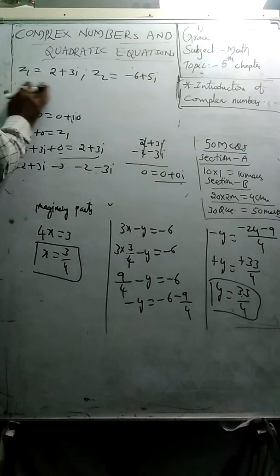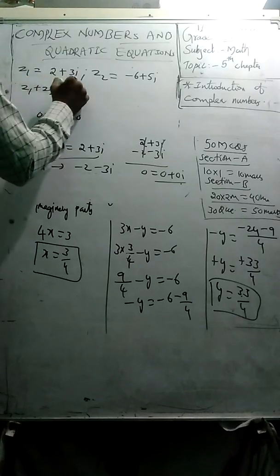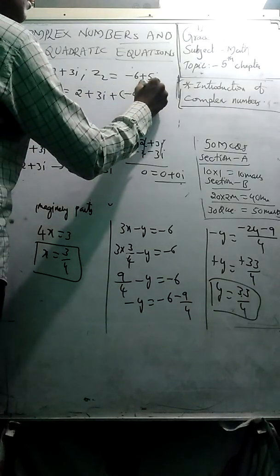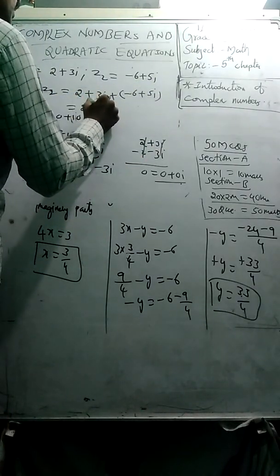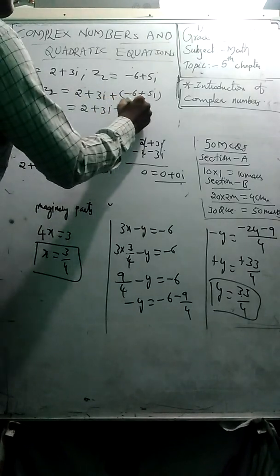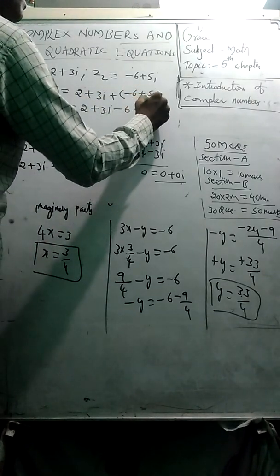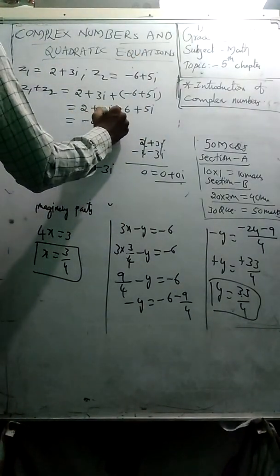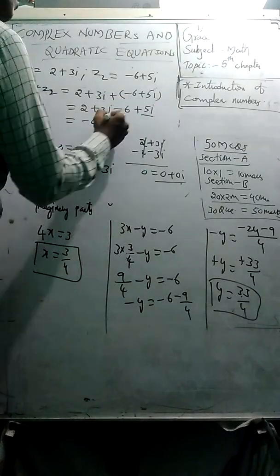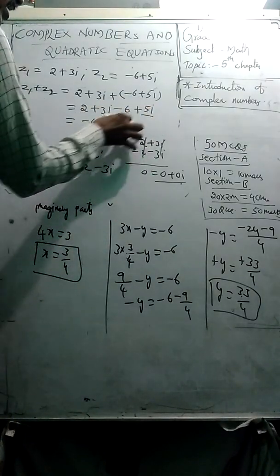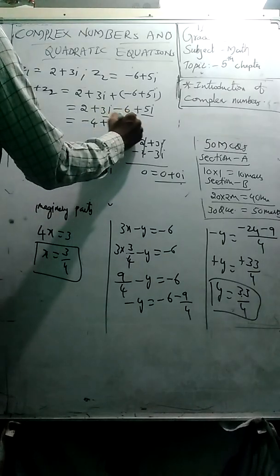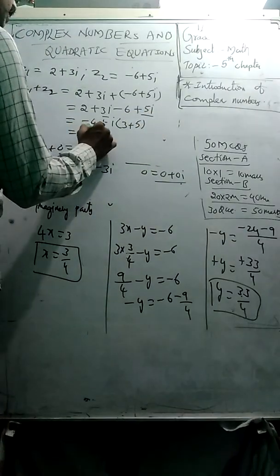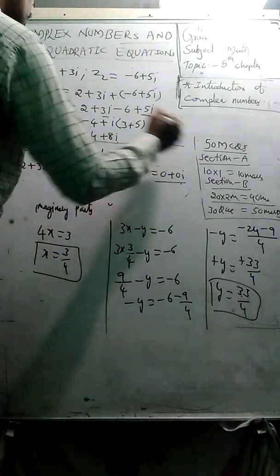Let us find the sum of these two. If we add 2 plus 3i plus minus 6 plus 5i, that is 2 plus 3i minus 6. When we multiply by minus, plus symbol, there is no change in symbol. So if we add the imaginary part, 3i plus 5i, we get 8i. Or in some textbooks they will write it like this. This is also correct. Anyhow, both represent the same. So this is also a complex number.